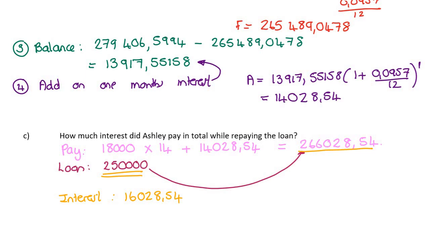Now that seems like a very small amount of interest, and it is, but don't forget this was interest of 10% per annum, so 9.57% compounded monthly, but there was only 14 payments, so that's only just over a year, and so it makes sense that the interest amount would be something fairly small.